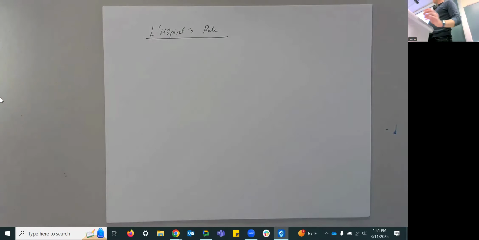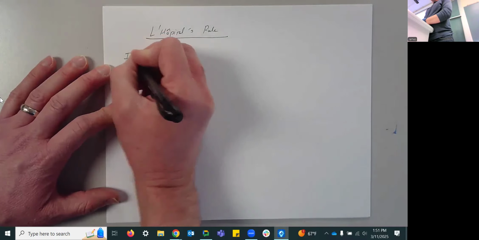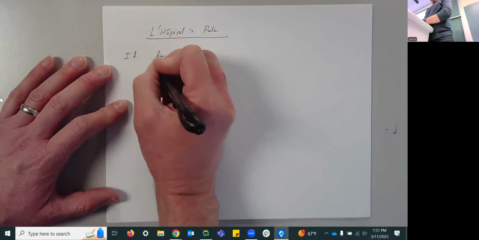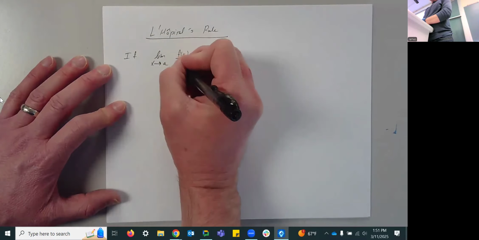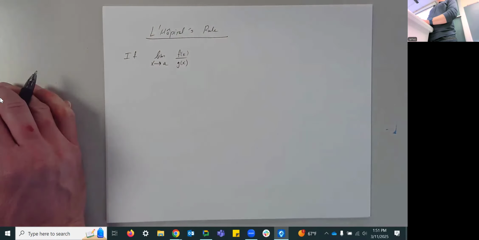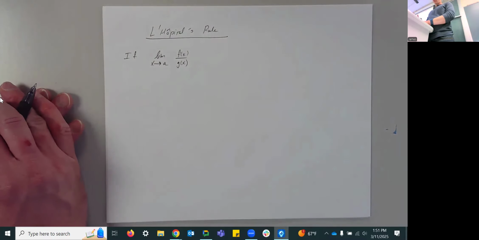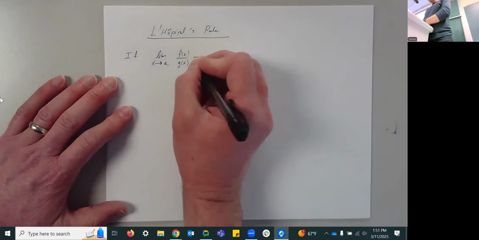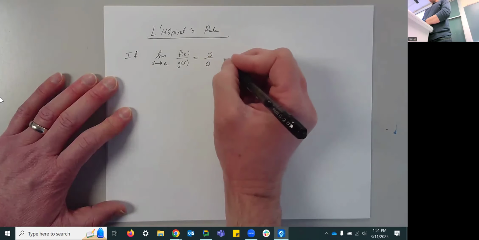So here's the gist. Here's the rule, actually. So the rule: if your limit as x approaches whatever it's approaching of some quotient, it must be a quotient. If it is anything else, you cannot use L'Hopital's rule until you rewrite it to look like a quotient, meaning a fraction.